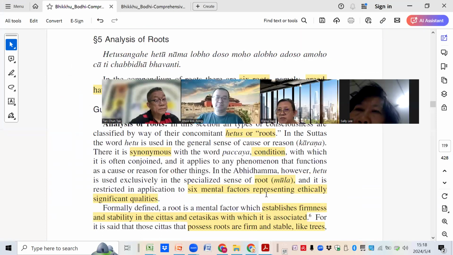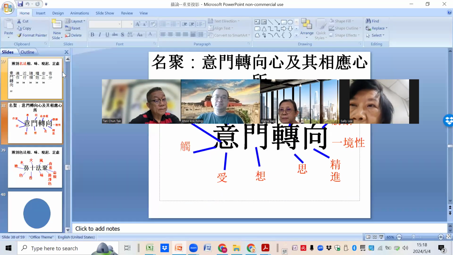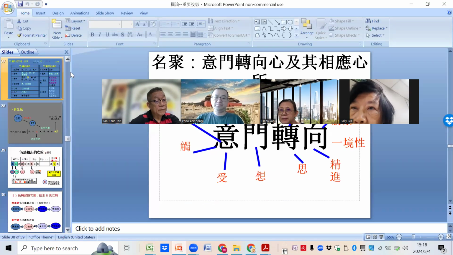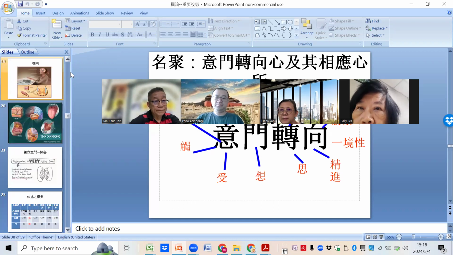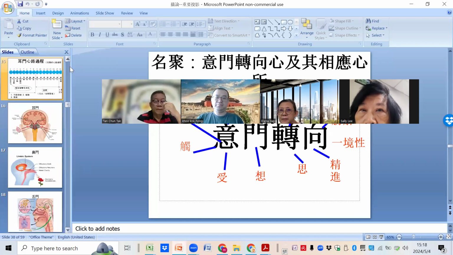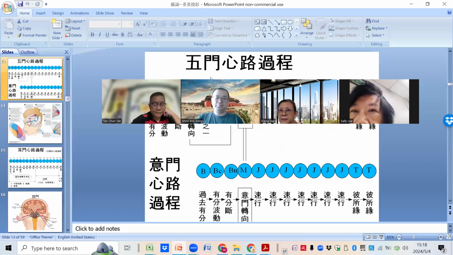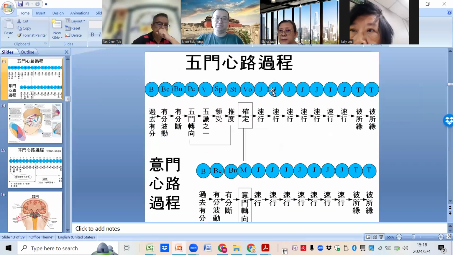Why do we call it rooted or unrooted? The reason is because of this. Class, take a look. Do you see this here? We call it the javana.